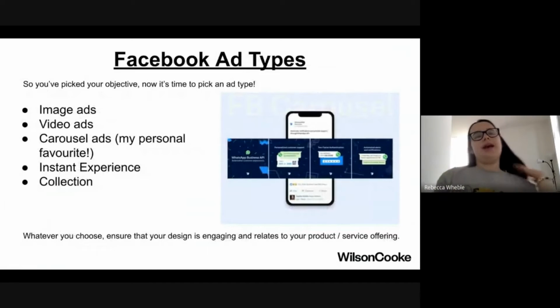Now I just want to touch on the ad types. So you've got the objective. Now it's time to pick an ad type. How do you want to put that ad to the audience? So Facebook gives you a range of them. So you've got image ads, you've got video ads, you've got carousel ads, which is my personal favorite.